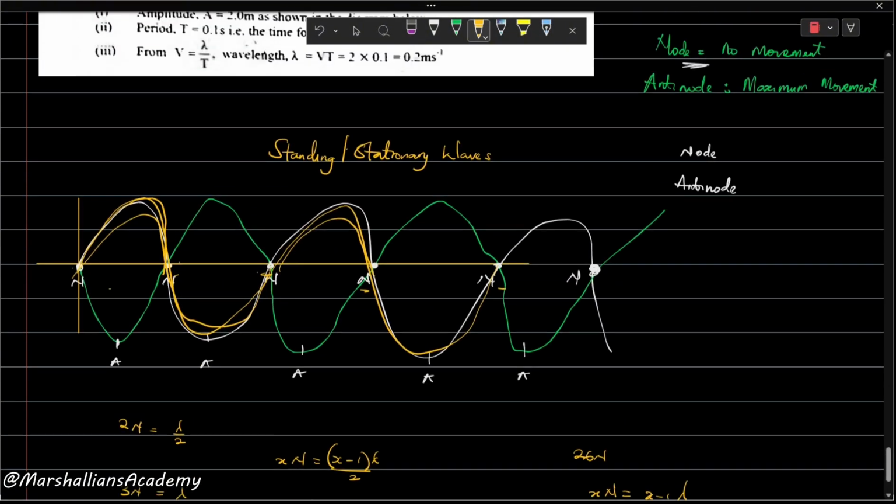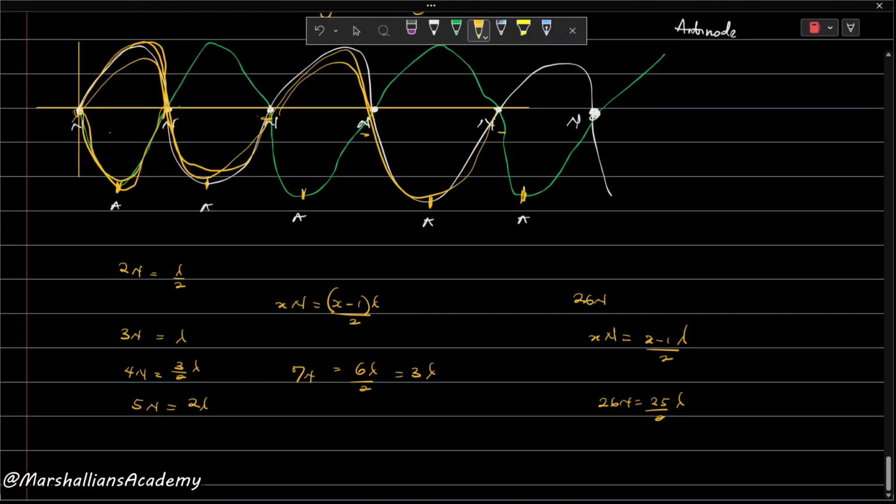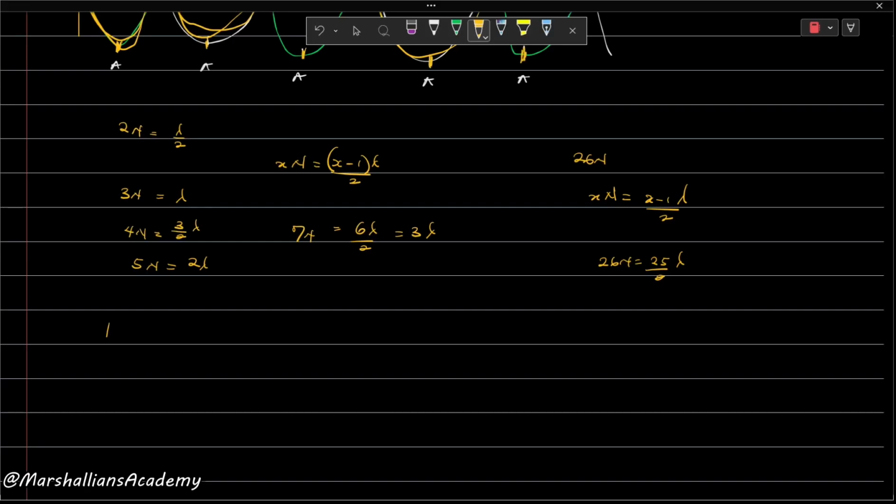We've talked about nodes. Let's talk about antinodes. These are antinodes, like I've illustrated before. Now, if a graph has just one antinode, it means there's only half of a wavelength in the graph. Look at it. This is only half of a wavelength. So we can start writing the relationship somewhere. One antinode, half of a wavelength.